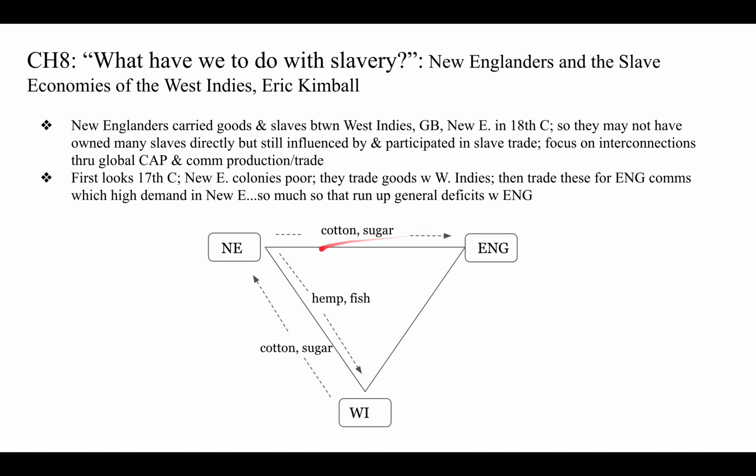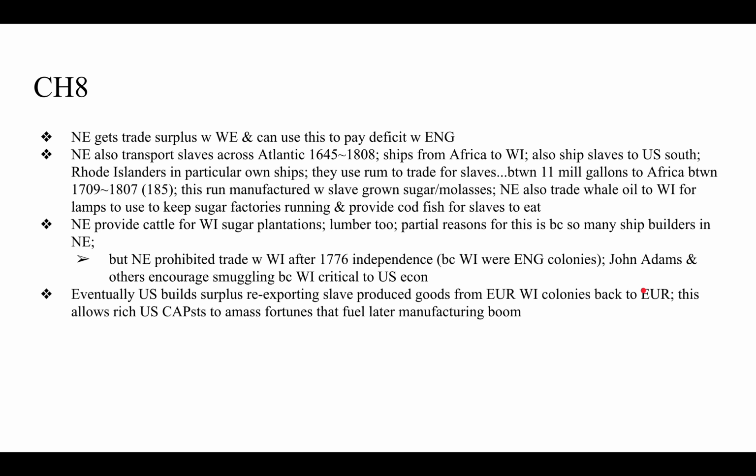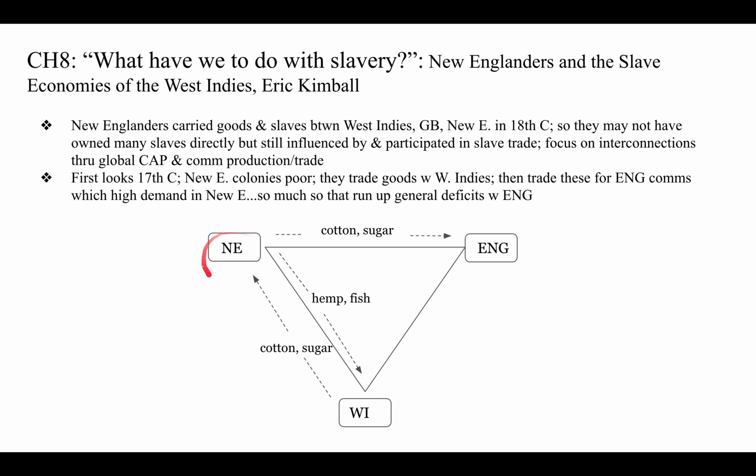So I just made a brief, kind of simple little chart here, but basically New England is getting cotton and sugar from the West Indies, and it's trading hemp and fish in exchange. These things are also used in slave production there, and then New England trades that cotton and sugar to England. And I should have added here getting manufactured goods back from England as well. So this is how, by this kind of arbitrage, they are able to support themselves.